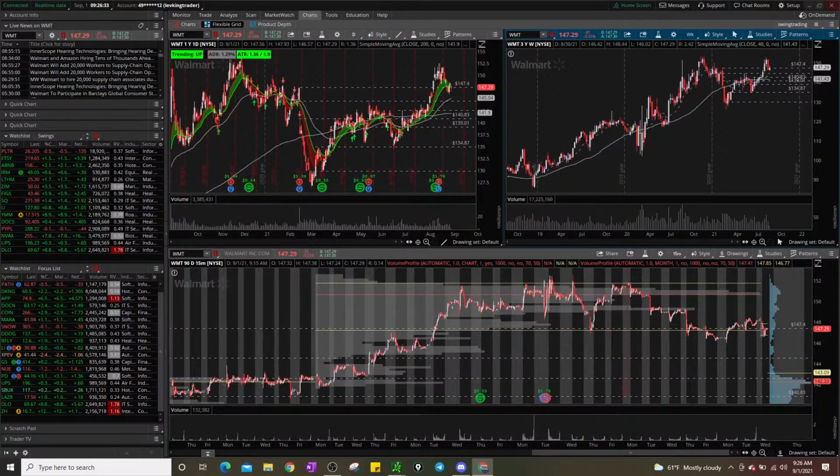All right, so I'm gonna do a quick breakdown of some indicators I use for swing trading and day trading, and why I use them, and I'll explain every single one of them. So let's start with the bigger time frame, the weekly chart.